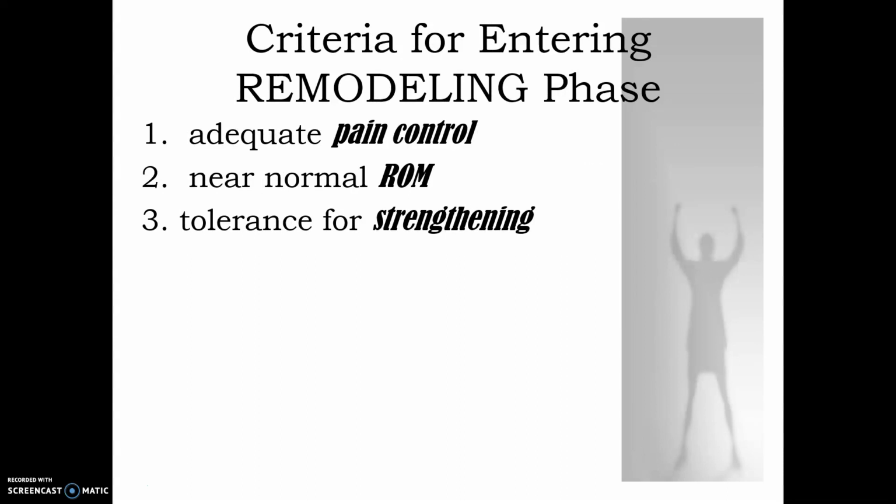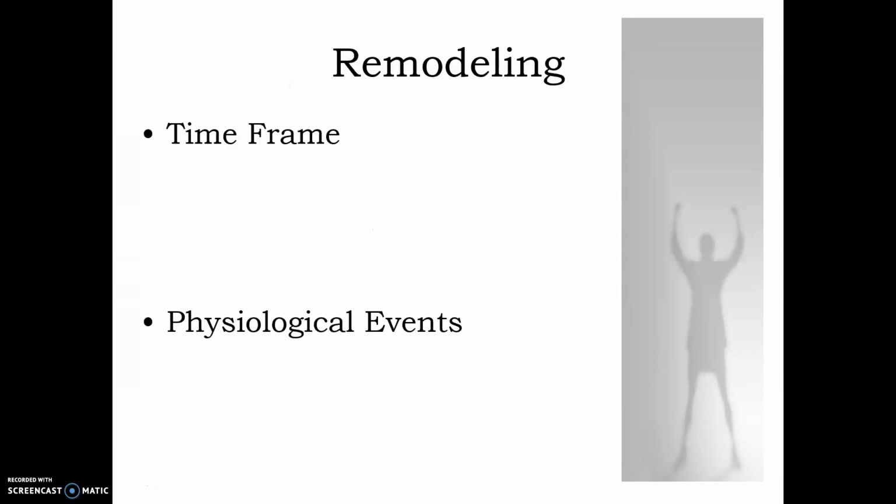Now, once we've hit the proliferation phase, we need to start thinking about when a patient moves into the remodeling or the maturation phase. The signs that they are entering that remodeling phase are adequate pain control, near normal range of motion, and a tolerance to begin strengthening. So that's how we know that the patient has progressed into the maturation phase and is not sitting in proliferation.